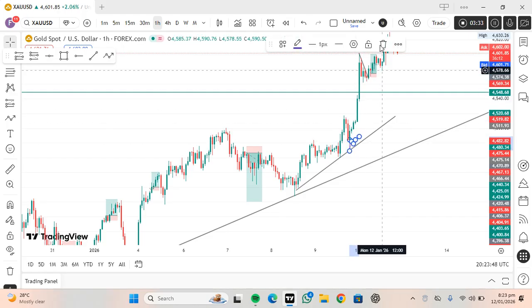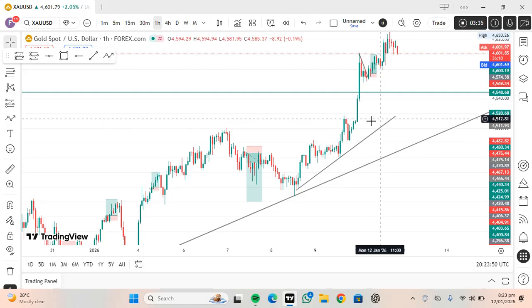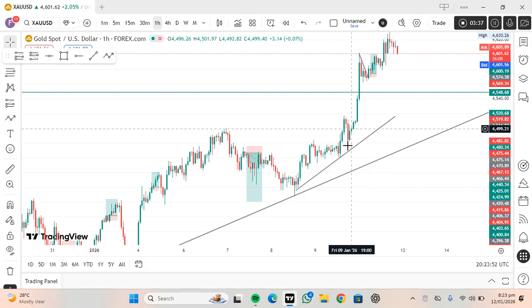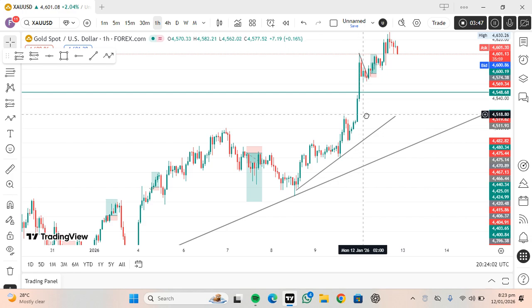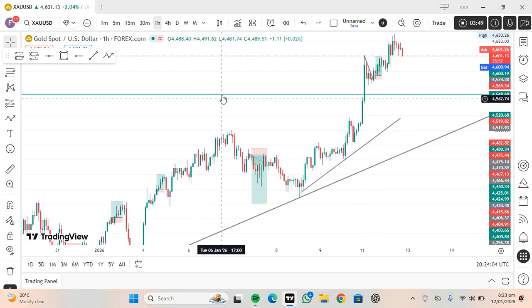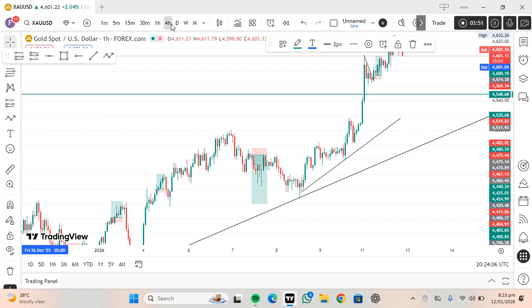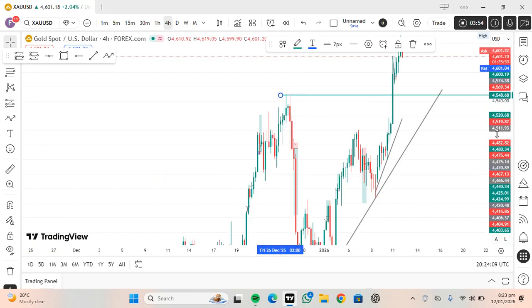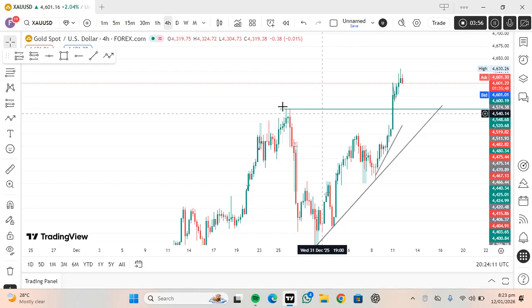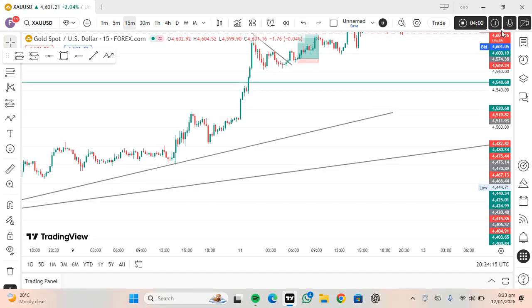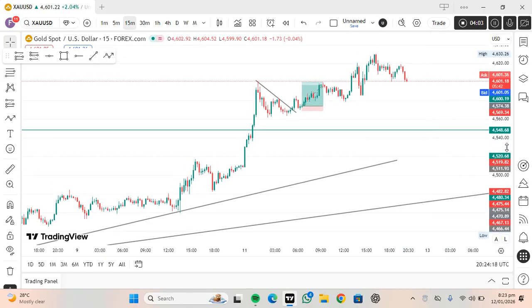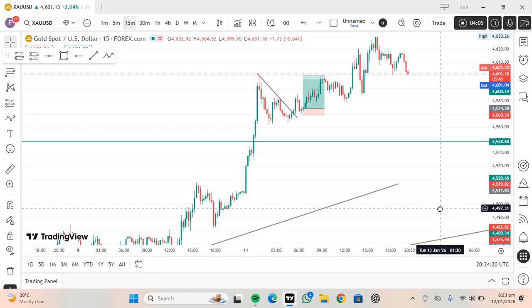But unfortunately, when I woke up on Monday morning, I saw that the market had already made the move I anticipated. The market had already gone and even went beyond the all-time high. As you can see, this green horizontal line represents the all-time high. So when I woke up, price had already broken the all-time high.